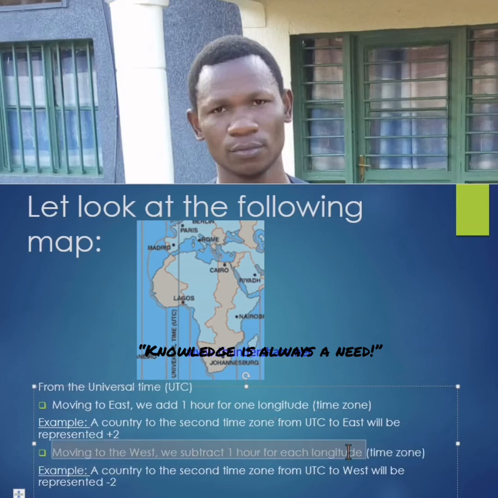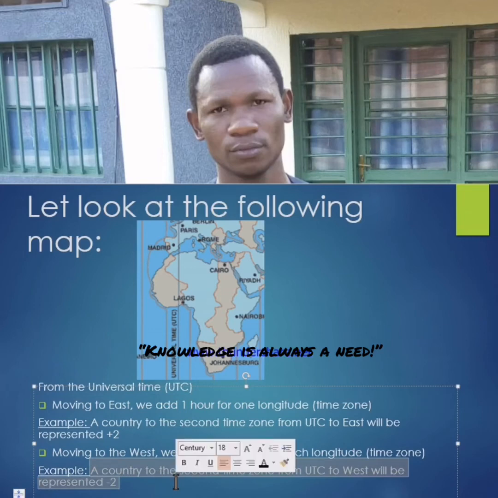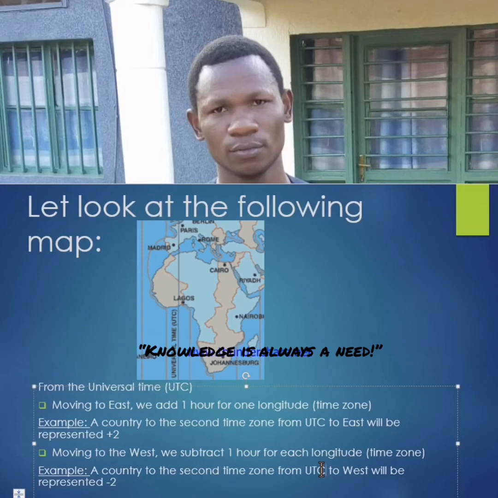Moving to the west, we always subtract 1 hour for each longitude or time zone. Why do we subtract? We subtract because we are going to the west. When you are going to the west, we always subtract. Let's take another example. A country in the second time zone from UTC to the west will be represented by -2. Why -2? Second time zone. Why do we subtract? Because we are going to the west. This knowledge will help you to solve problems involving time zones.